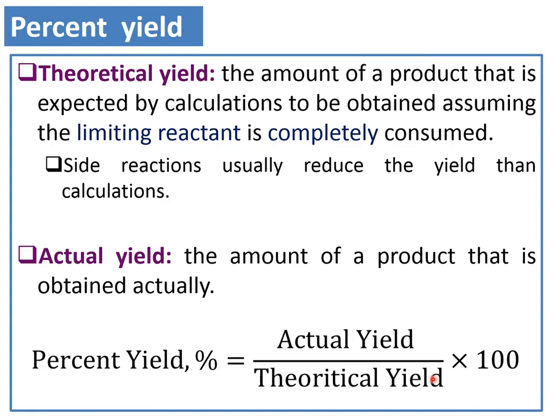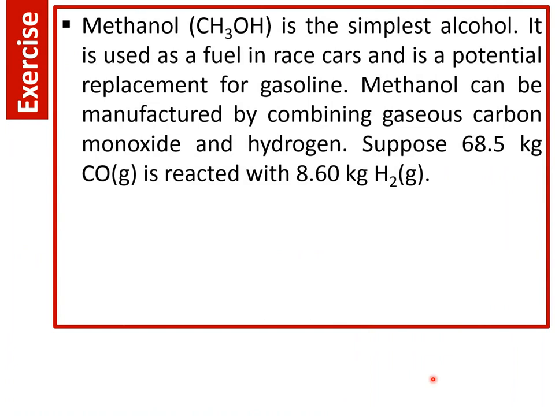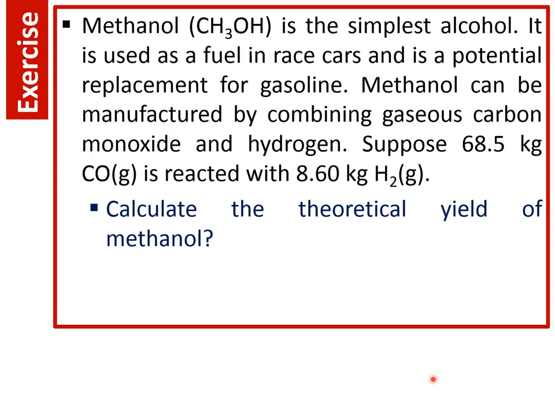Exercise. Methanol is the simplest alcohol, is used as a fuel in race cars, and is a potential replacement for gasoline. Maybe you can ignore all this if you are not interested. Methanol can be manufactured by combining gaseous carbon monoxide and hydrogen. So these are the reactants, carbon monoxide and hydrogen. Suppose 68.5 kilogram of carbon monoxide is reacted with 8.6 kilogram of hydrogen. Calculate the theoretical yield of methanol. And if this is the actual yield, how can you calculate the percent yield?